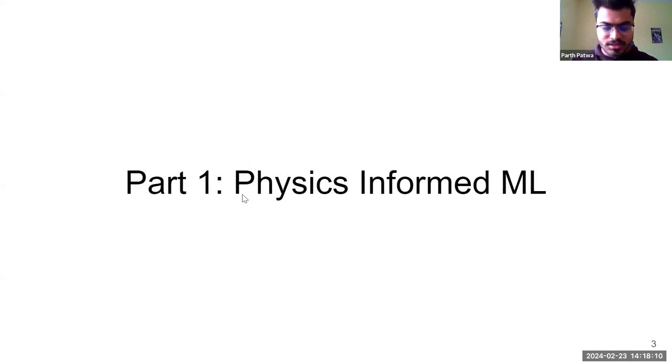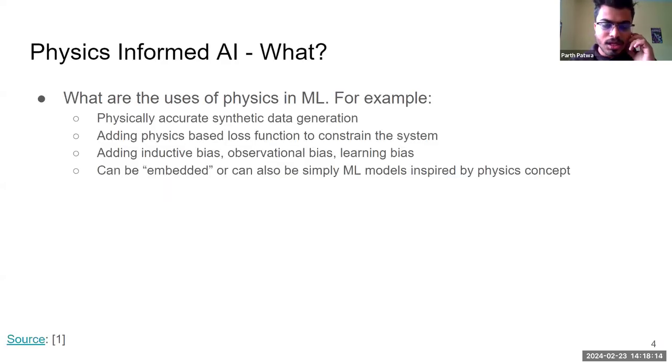So let's start with part one, which is physics-informed ML. What exactly is physics-informed AI, and what are its uses? At a high level, there are two parts: physics and ML. One is when we are embedding the physics in ML, which could be used to create synthetic data or to guide the loss function to constrain the systems. Its subtypes would be adding inductive bias, observational bias, or learning bias, which we'll see later. Or instead of physics-informed, it could be physics-inspired AI, where we are just using the concepts of physics to guide ML models.